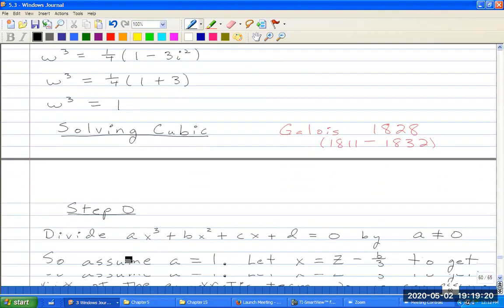So how do you solve the cubic? This is a modern viewpoint of how you solve polynomials. This was done by Galois in 1828, when he was about 16.